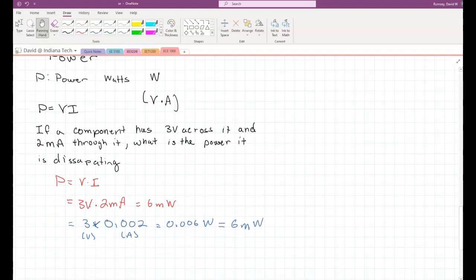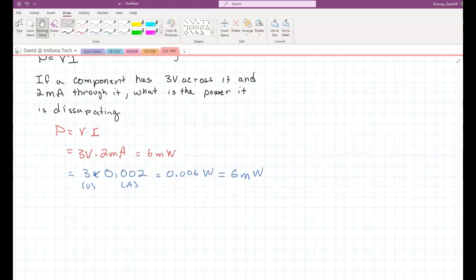Again, there's lots of ways to think about this. Depending on your calculator, you might also enter this in as 3 times 2e to the negative 3, because it's milli, so it's 2 exponent negative 3. And that would give me, on my calculator, 6e negative 3, which of course is 6 milliwatts. So lots of ways to do that.